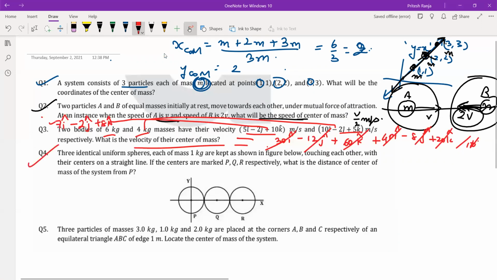Number 4 we will do quickly. Not more than a minute, guys. Okay, let's take 2 minutes to do this number 4. Quickly, all will do this.